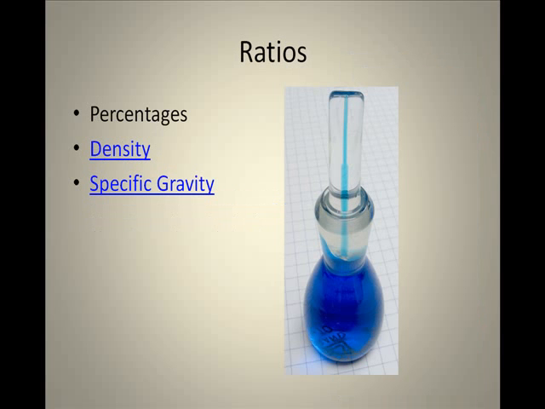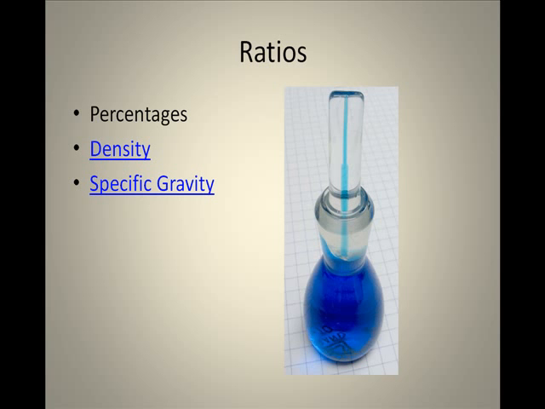Chapter 1 also includes a little coverage on ratios. They talk about percentages, density, and specific gravity. Just so you know, density is a ratio of mass to volume. So you take the mass of a substance, divide by the volume that it occupies, and you'll get the density. And that is a physical property, meaning it will never change. It will always be the same given the temperature.